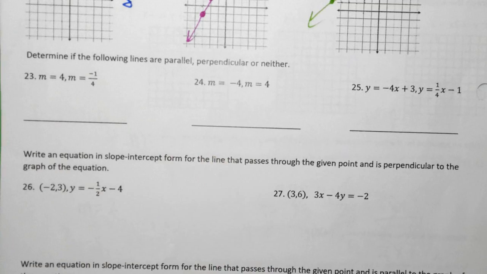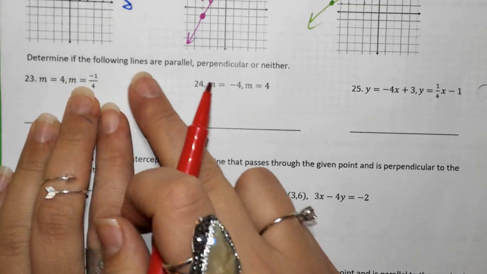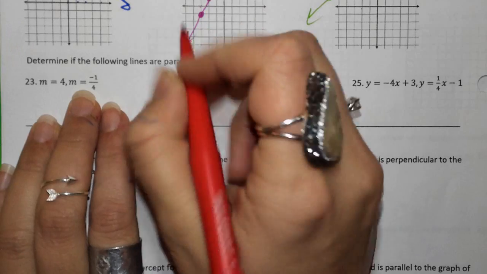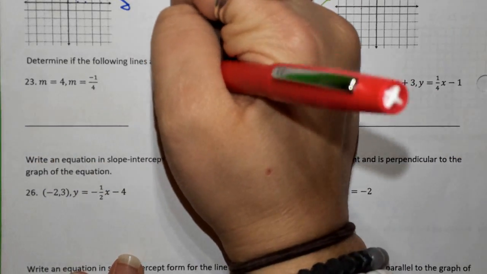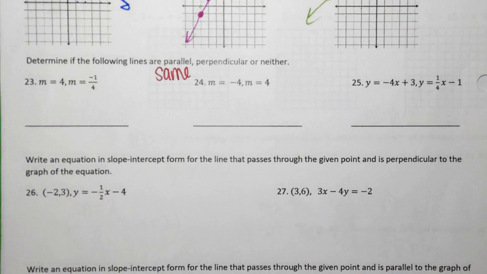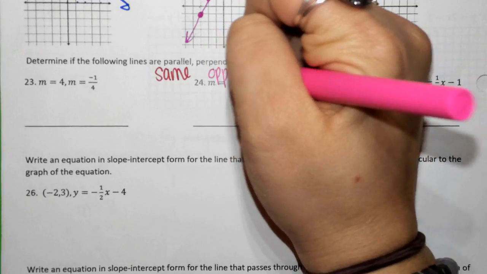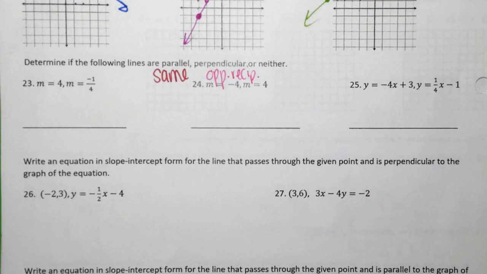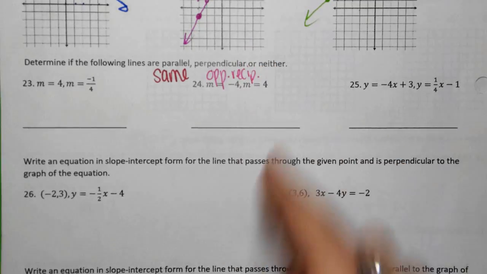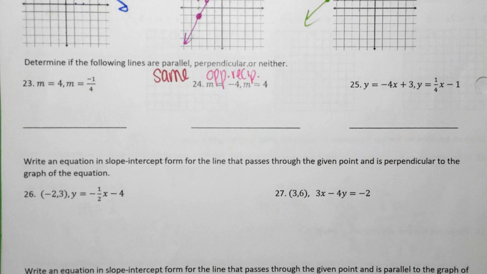23, 24, and 25 says determine if the following lines are parallel. What kind of slope do they have to have for them to be parallel? Same slope. Awesome. What do they have to be for perpendicular slopes? Opposite reciprocal. So can they be the same sign? No, they cannot be the same sign. They have to be different signs. And they also have to what? Flip. All right, and neither means that they don't have any kind of relationship with each other.